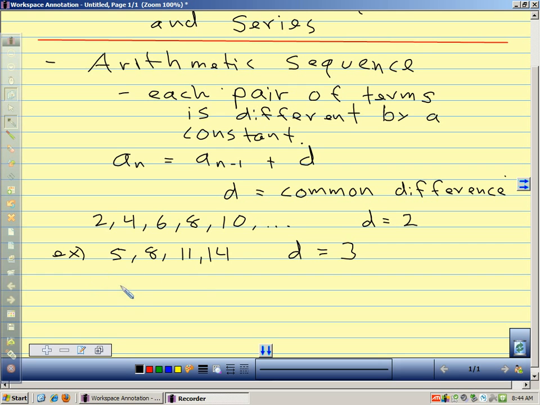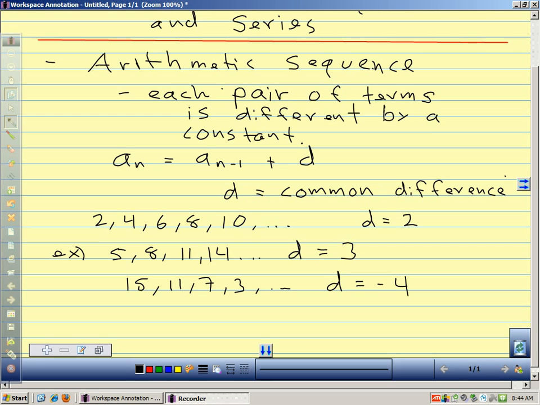If we had something like 15, 11, 7, 3, and it keeps going, here our difference is going to be what? -4. So each term goes down by 4. So to find our common difference, we just subtract two consecutive terms. And that's what we mean by an arithmetic sequence.